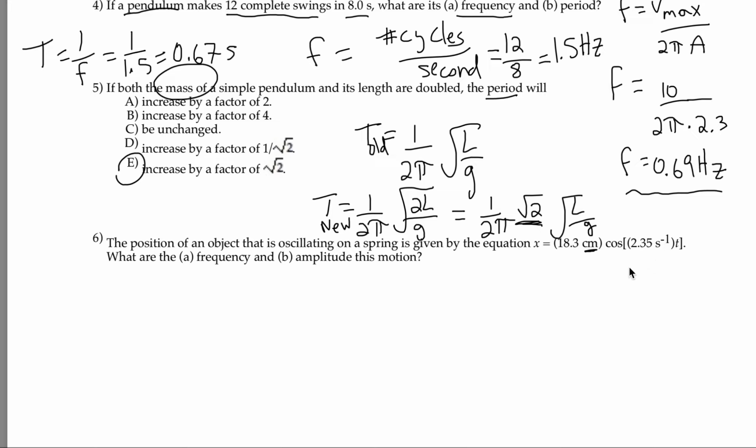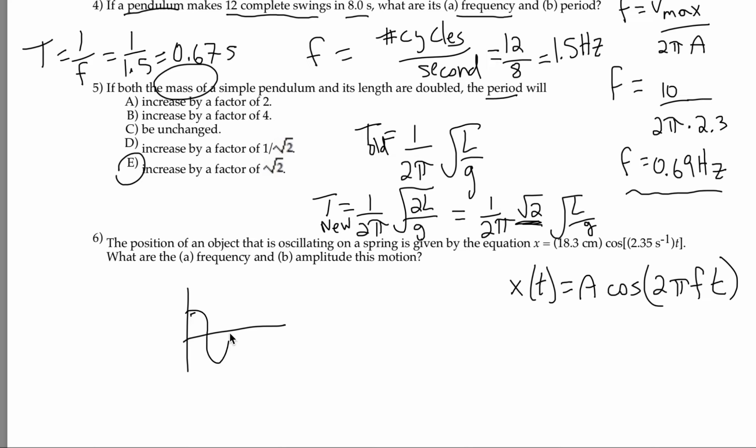So the purpose of this problem is to be able to look at this equation and be able to get some variables out of it. The way to do this is to compare this equation to the standard form of the equation, which says x as a function of time equals the amplitude times cosine of 2 pi f t. This is the standard form of the equation, the wave that represents simple harmonic motion that looks like this.